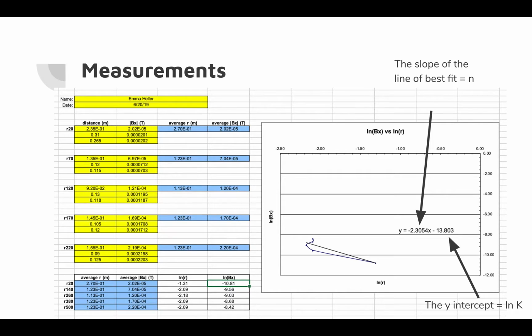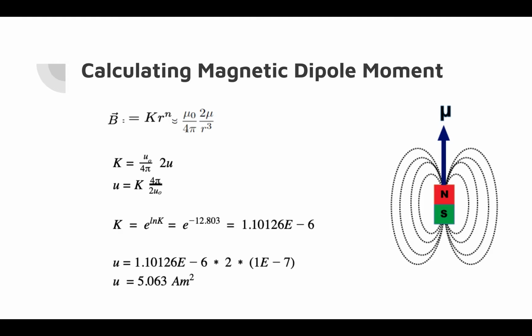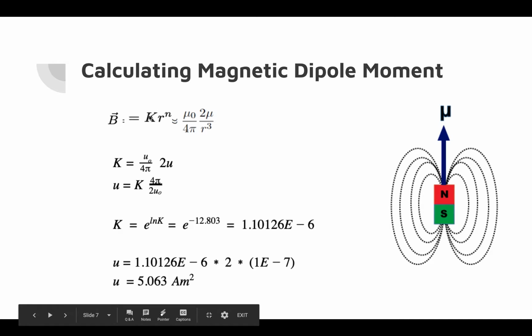The graph plots the ln of the x component of the magnetic field versus the ln of the distance, and then the slope of the line of best fit gives us the n value, and the y-intercept is actually equal to the ln of k, which we can use to calculate the magnetic dipole moment. So the magnitude of the magnetic field due to the bar magnet is actually proportional to some constant k, times r, which is the distance, to the power n.